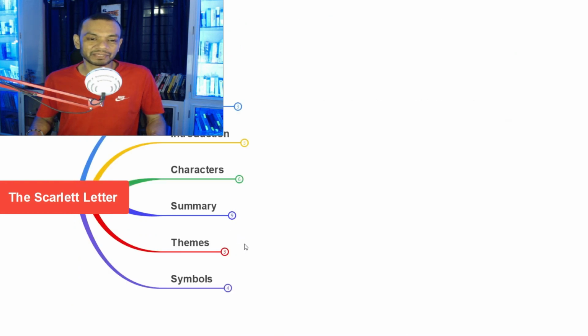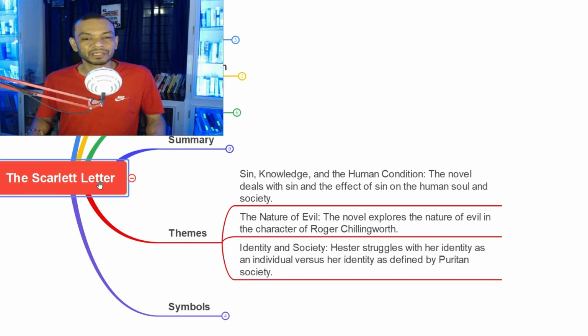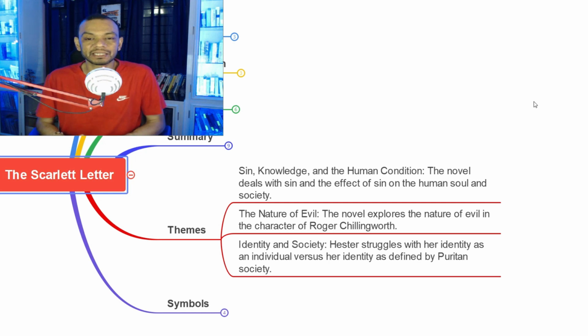So this is what happens, and if you look at the themes: sin, knowledge, and the human condition. It deals with sin and the effect of sin on the human soul, and the nature of evil. Roger Chillingworth is a representative of evil. And it critiques society, how society defines an individual, society versus individual identity.